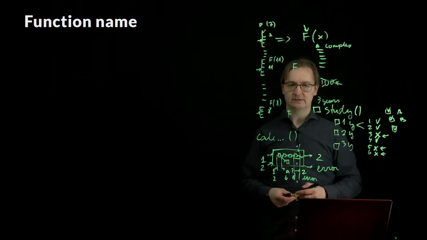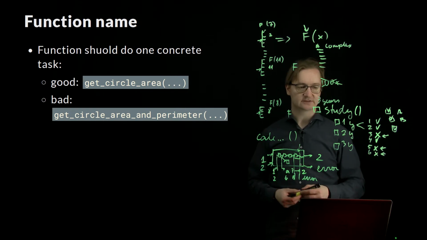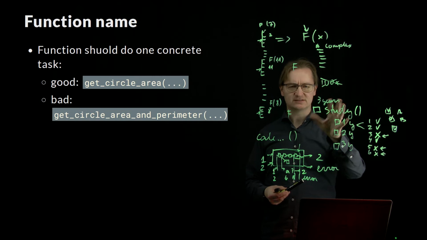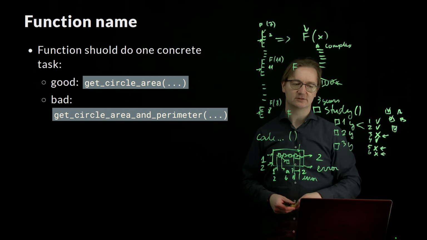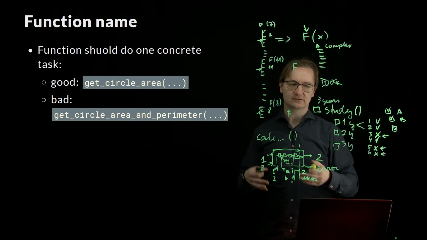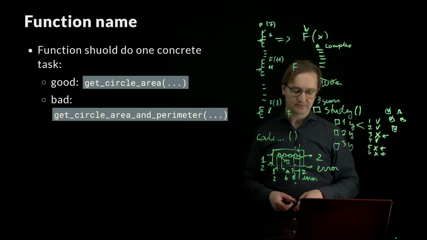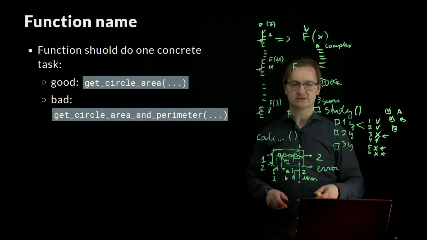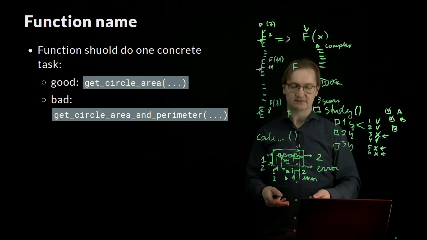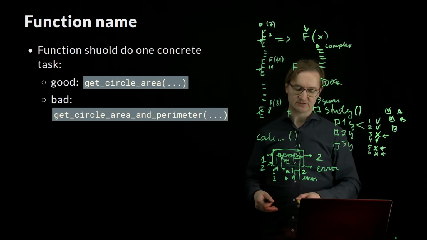This is also related to naming the functions. So a function should do one concrete task. So the study already is not so good a name, or the idea of this function is not very good because it contains several different tasks actually. So usually it's better to have a function called get circle area than a function get circle area and perimeter. The name already says that there are several different things we are doing. So instead we should divide it into 2.